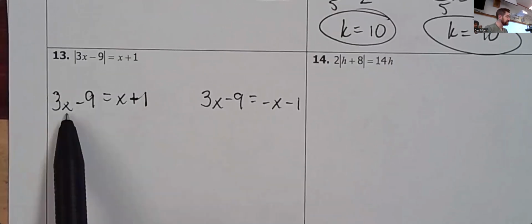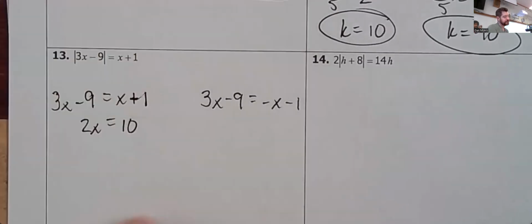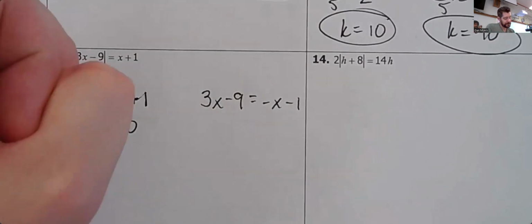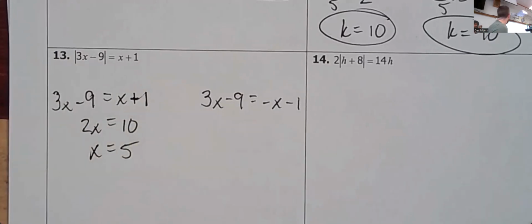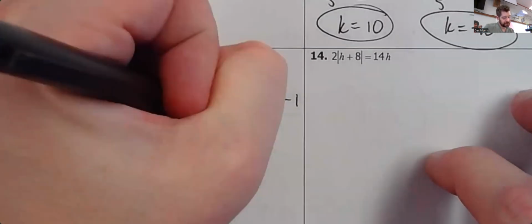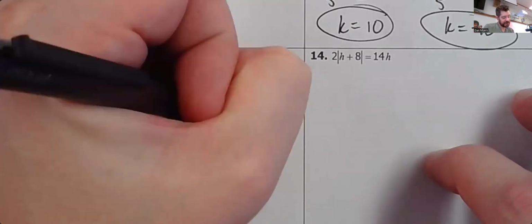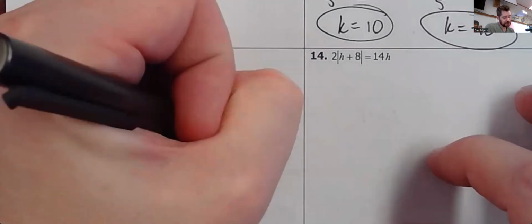All right, so now in terms of solving, we got a little bit more to do. So we're going to subtract x from both sides. That would be 2x. And if we add 9 to both sides, that would be 10. So we can just say 2x equals 10. And we'll divide by 2, and x equals 5. So I did two things to get from here to here. Subtracted the x and added the 9. Now over here, we're going to add x to both sides, which means we would have 4x over here. And if we add 9 to both sides, that would be positive 8. Negative 1 plus 9 would be 8. And if we divide by 4, that would give us x equals 2.